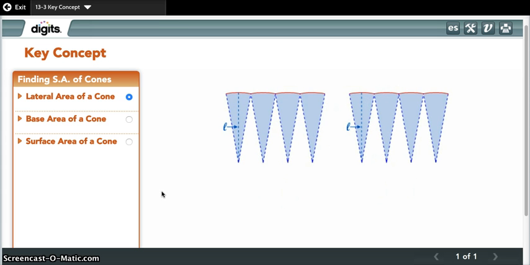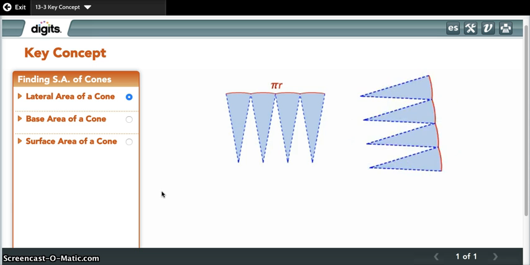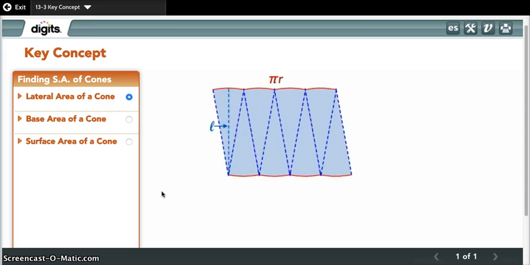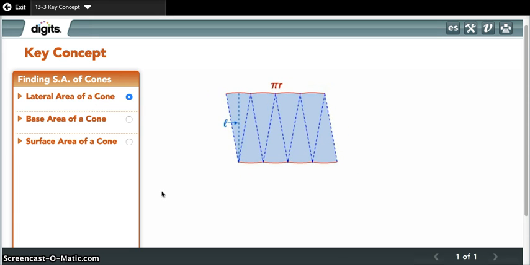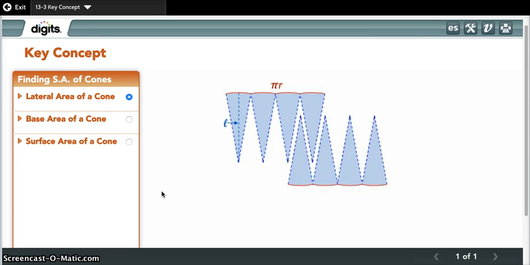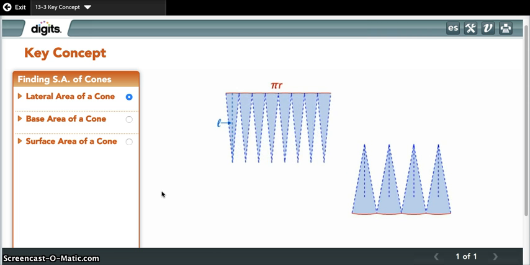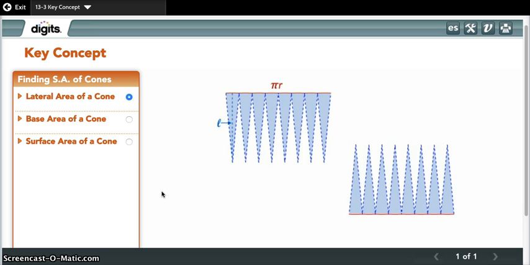Separate the flattened cone into 2 halves. Note that each half has a length of half of the circumference of the cone, or pi times r, and the height is approximately L. The 2 halves will fit together to form a parallelogram-like figure. Even though this figure is not exactly a parallelogram, it will get closer and closer to being a parallelogram as you cut the lateral surface of the cone into smaller and smaller pieces.